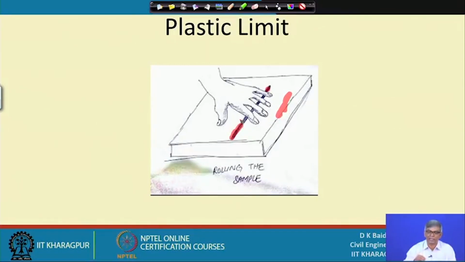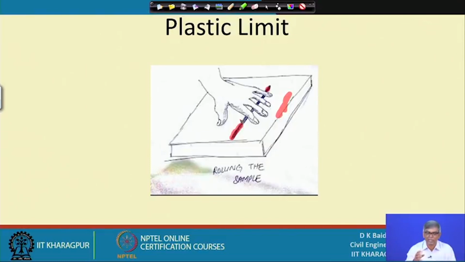So, you have to remold it and again roll it, and continuously do it. When we find that we are able to make approximately 3 millimeter diameter thread and it is about to crack, that means it has reached its plastic limit. When we are about to make a 3 millimeter thread and some cracks are formed, that means it is in the plastic state. A lot of experience is required, this is not so easy to do, though it is a very simple test. Below your palm, on the glass plate, you are rolling it and trying to make a 3 millimeter thread. When it becomes exactly 3 millimeter and starts cracking, that water content is the plastic limit.